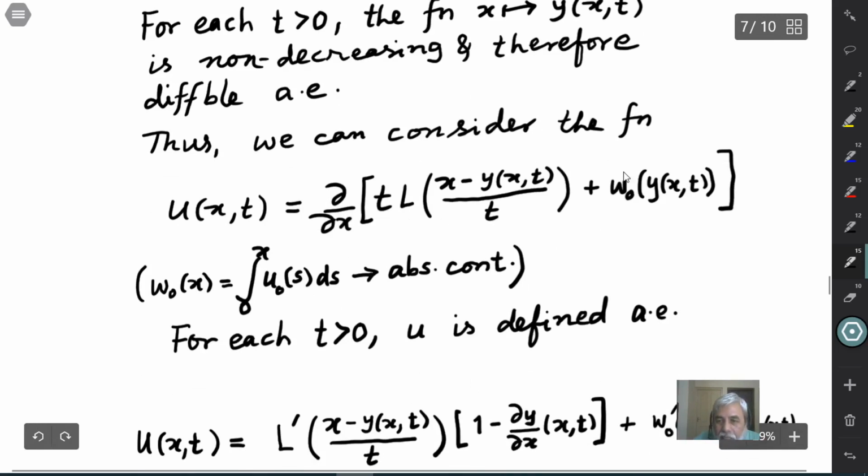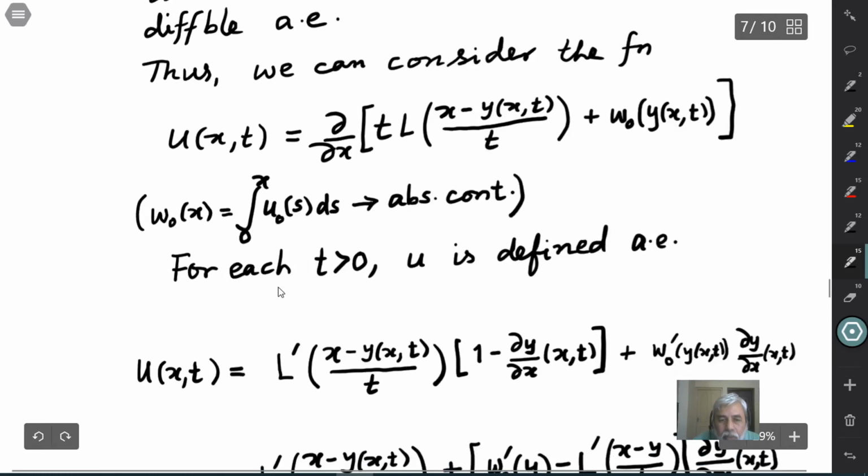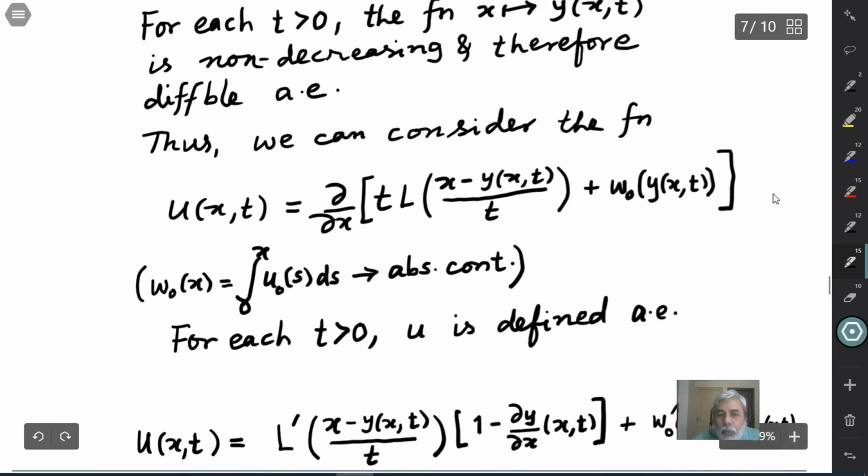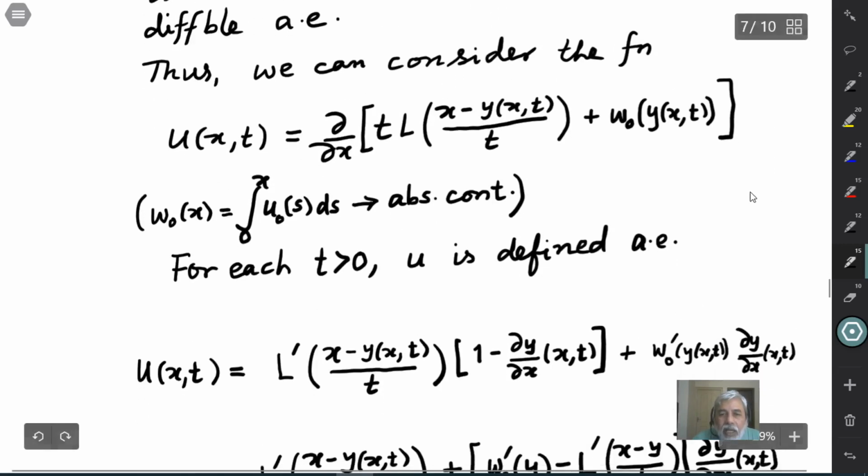This is the function that is minimized in the Hopf-Lax formula, and y(x,t) is the minimizer. And for each t positive, u is defined almost everywhere. That is sufficient for us to verify it is a weak solution of the conservation law. Let's perform this derivation and simplify this formula a little bit.